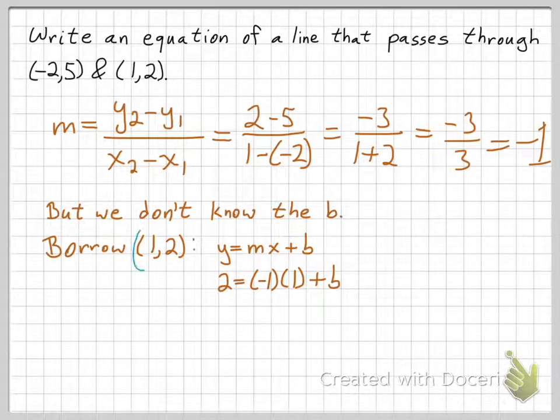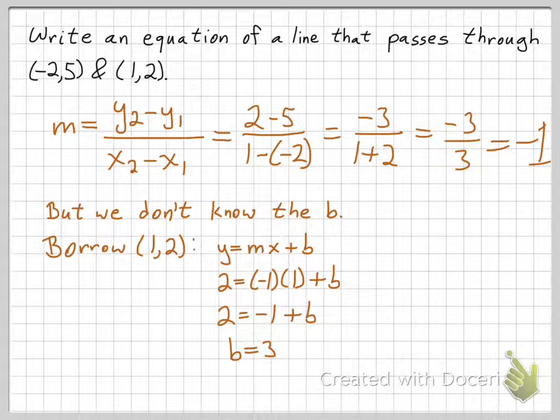And then the x is 1. So that's where you get that 1 in from. I plugged it in, substituted it in for x. And now we know everything except the b. I can use it to solve for b. Okay? So you get 2 is equal to -1 plus b.